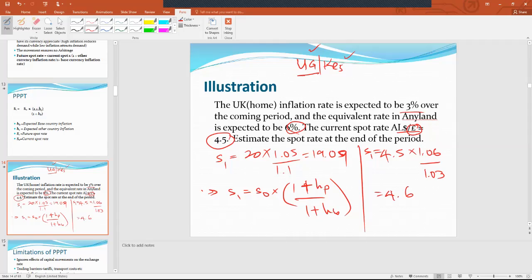Yeah, no, 4.6 something. 4.63, okay, which is dollar per sterling pound. Okay, that's on the purchasing power parity theory.